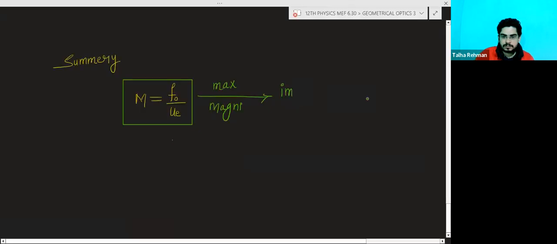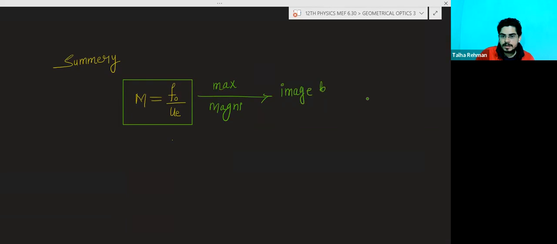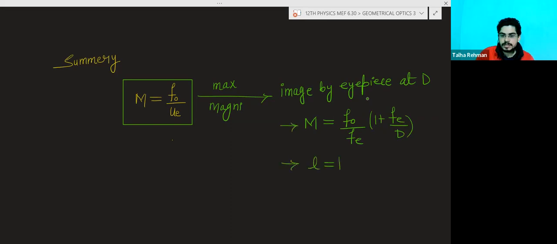Image by the eyepiece lens should be at D. And finally, you will get the maximum magnification as FO by Fe times 1 plus Fe divided by D. And what is the length of telescope in this case? FO plus UE.